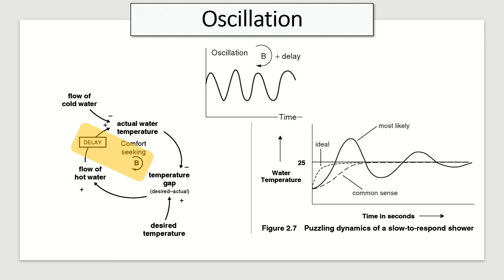And that's because I've incorporated into my mental model that my comfort-seeking loop with delay is what is causing the problem. And so I can now attack the delay. If I can't get rid of the delay, when I come up with my control policy for the flow of hot water, I can anticipate the delay so that I hopefully don't get these overshoots.